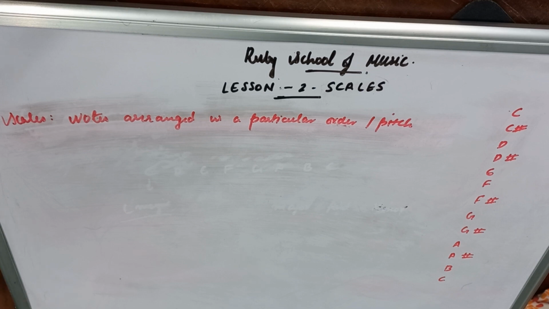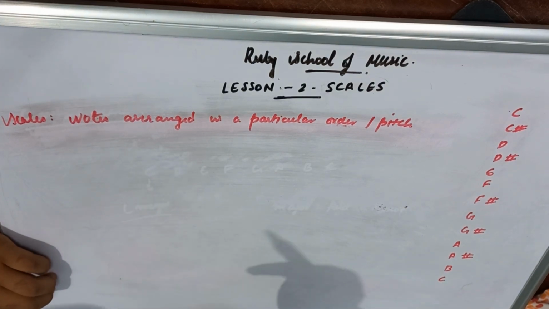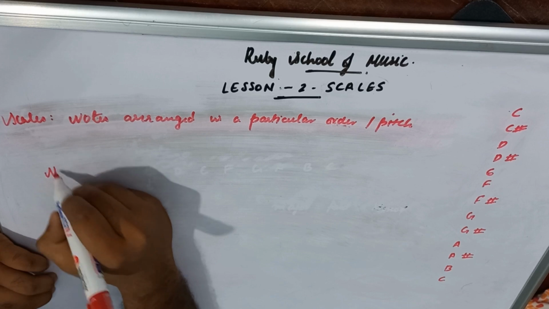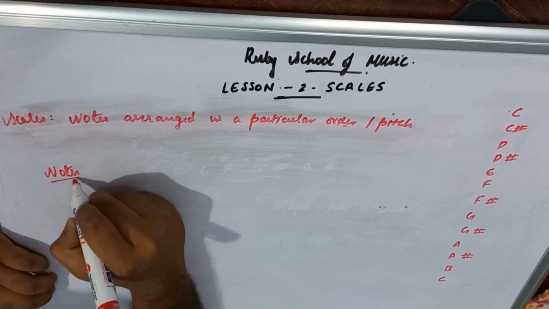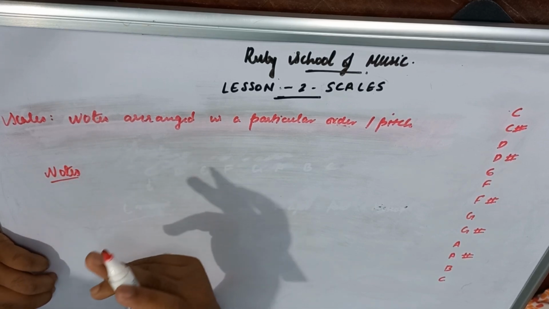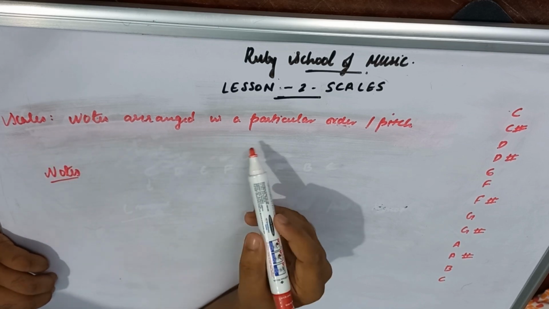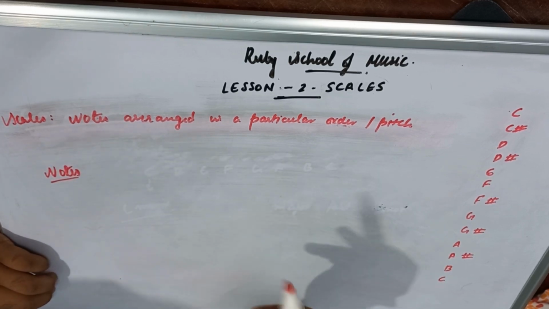So today we are going to lesson 2, that is about scales. Now you will be asking what is a scale. Last week we learned about notes, and so you'll be wondering what is a scale. Now a scale is notes arranged in a particular order or pitch.